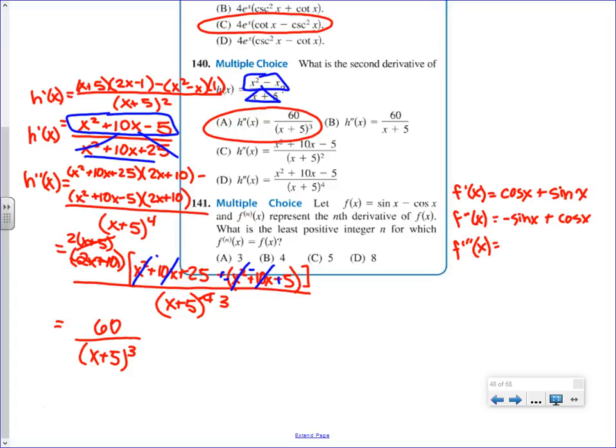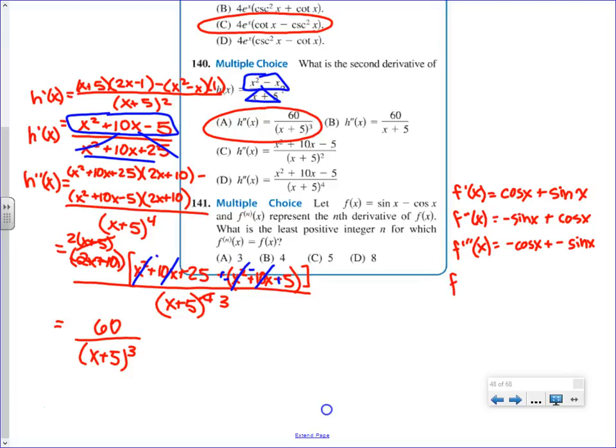Are we all paying attention and working on the examples in our notes? Just tracking. What's the derivative of negative sine? Cosine. And what's the derivative of cosine? Negative sine. Still not the same.